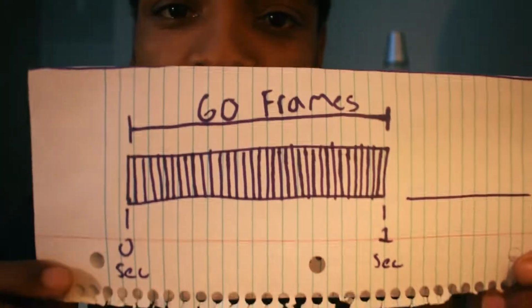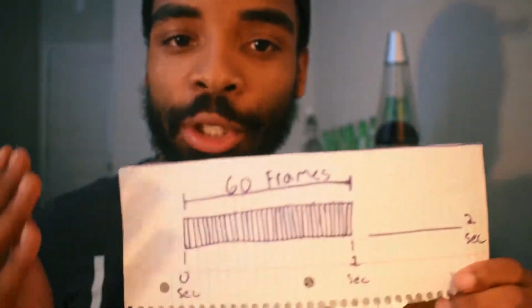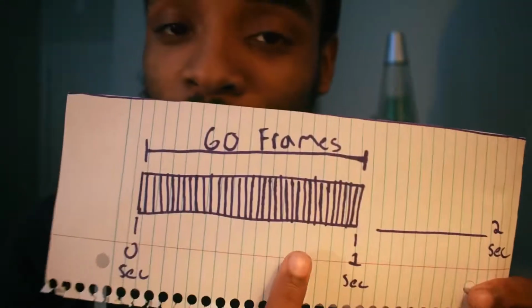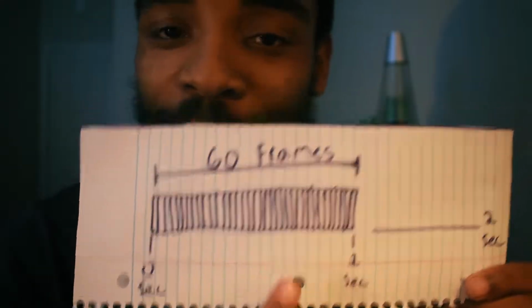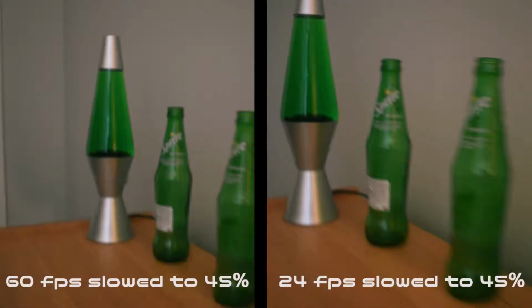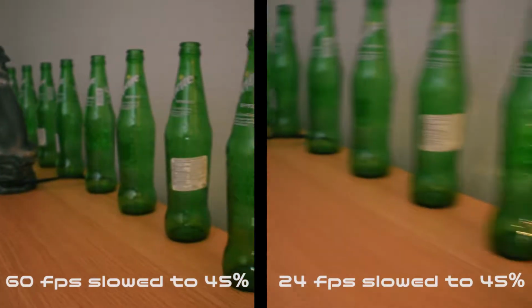So this is why we shoot with more frames whenever you want to slow footage down. But shooting 60 frames, there's still a limit to how much you can slow footage down. I couldn't slow 60 frames down to 20% and then still have smooth footage. The higher your frame rate is, the more you can slow your footage down.